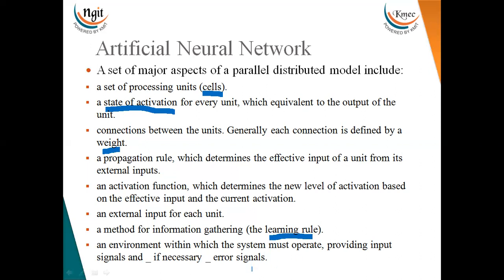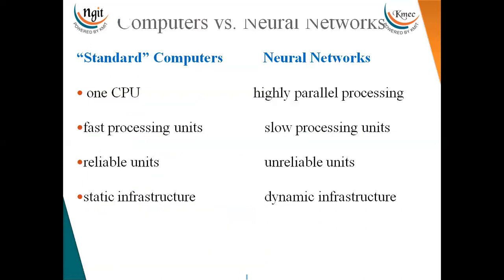And all these are placed in an environment. Means the whole network is operating in one environment, which provides the input signal and, if necessary, the error signal also. Whenever an error signal is there, you have to move back in the backward direction. Now, what is the difference between a standard computer and a neural network? A standard computer may have only one CPU, but in a neural network, many CPUs are working in parallel. So it is a fast processing unit, but our neural network is a little bit slow.